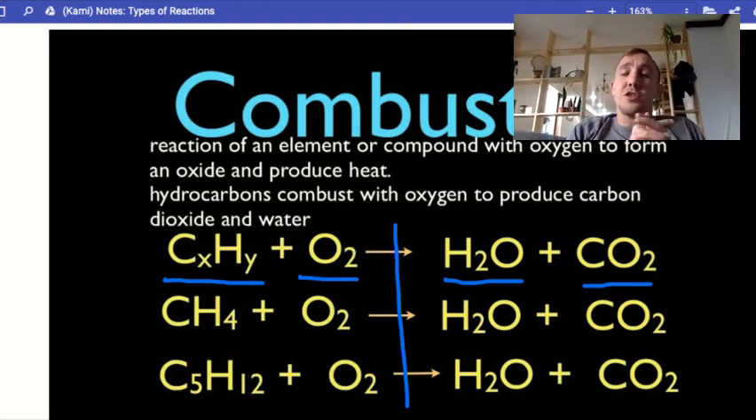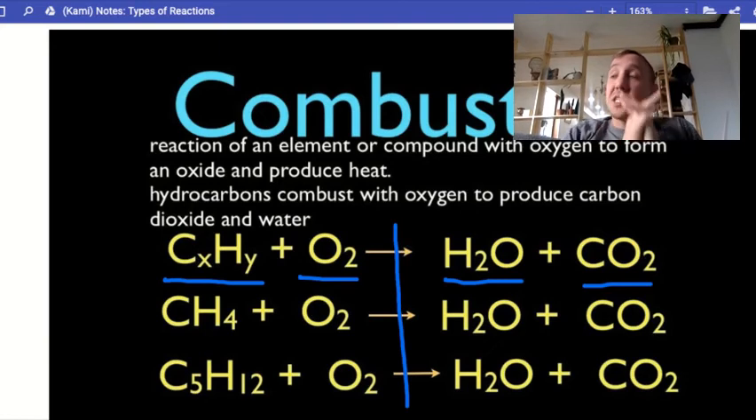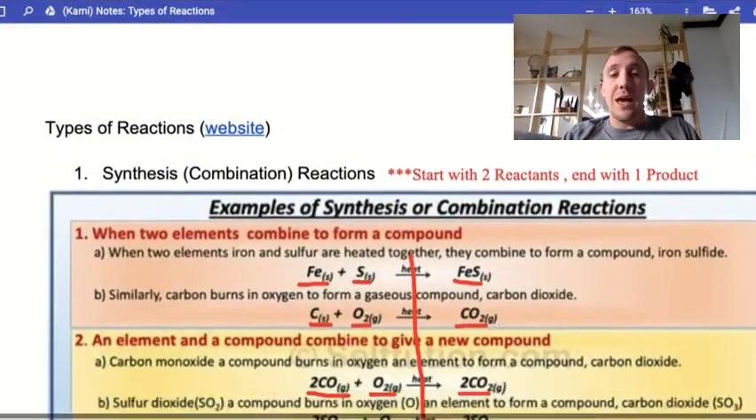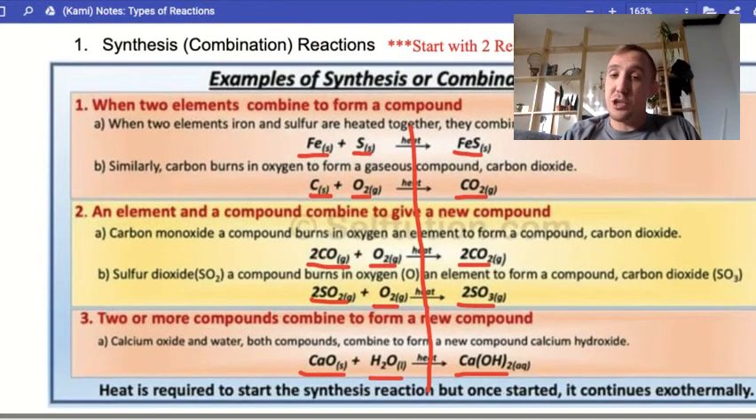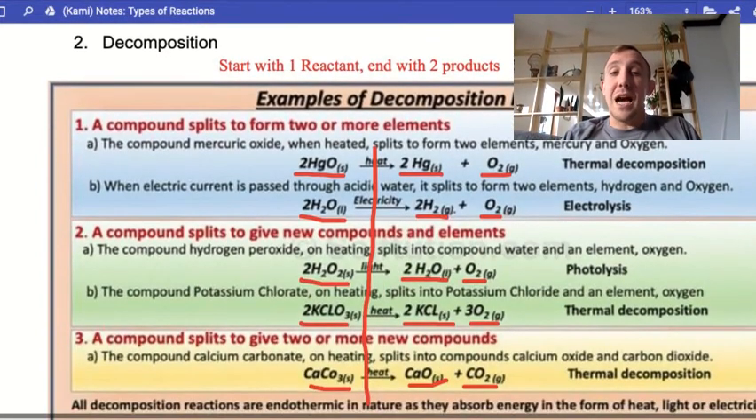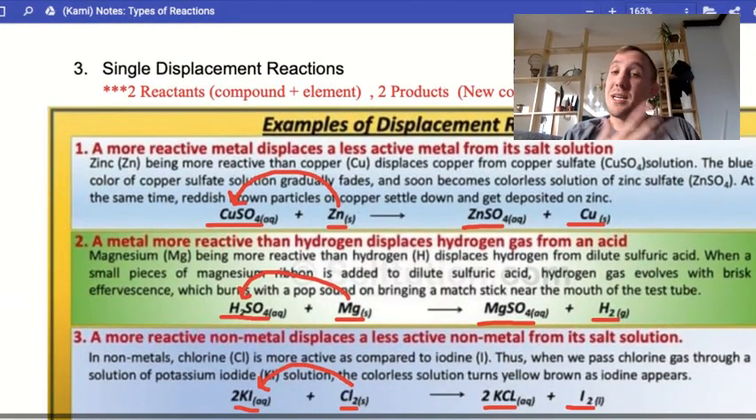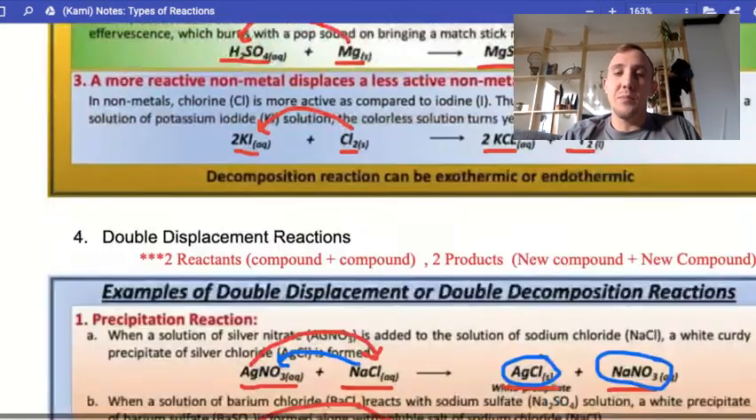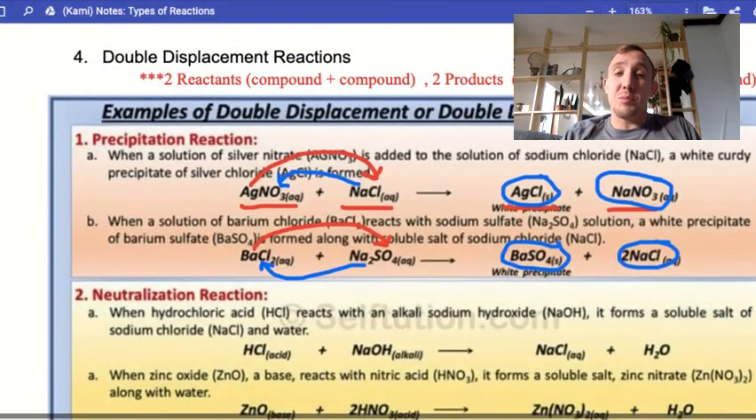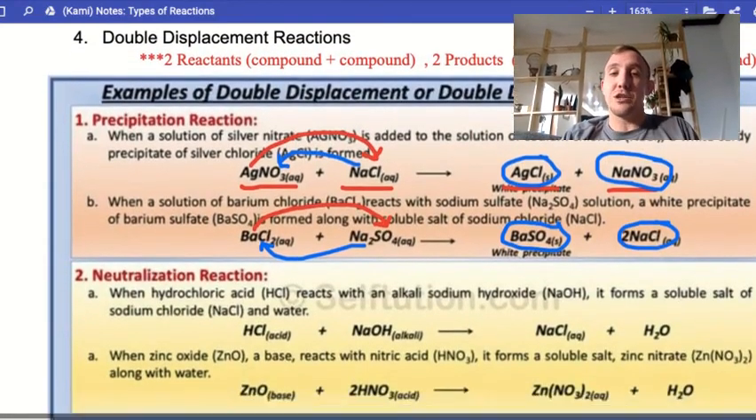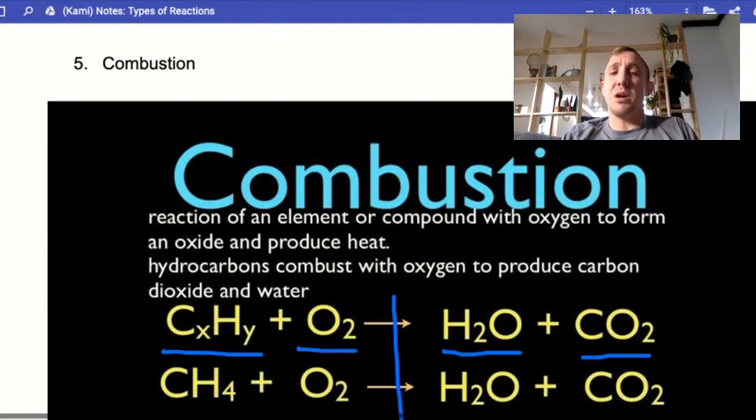All right. And so for the worksheet that you guys are going to be doing, you're still going to be balancing your reactions, but now I want you to try to tell me what type of reactions they are. Okay. And so to reiterate, we have synthesis or combination reactions. We have decomposition reactions. We have single displacement or single replacement. They mean the same thing. And then you have double displacement or double replacement reactions. And then the last one is combustion.